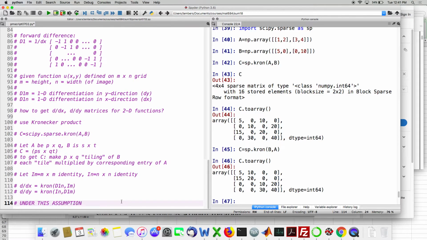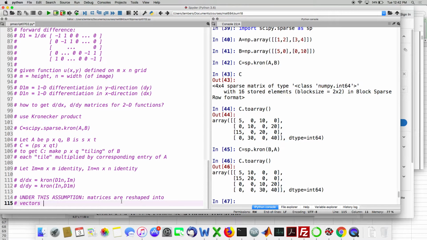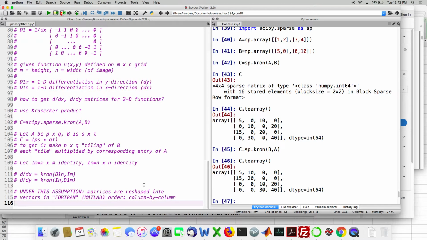Under this assumption, be very careful about this: matrices are reshaped into vectors in Fortran order, that is also MATLAB order, column by column. So in other words, if you take a matrix and reshape it into a vector, you start with the first column, then stack it on top of the second column, third column, and so forth, as opposed to filling it in a row by row fashion.